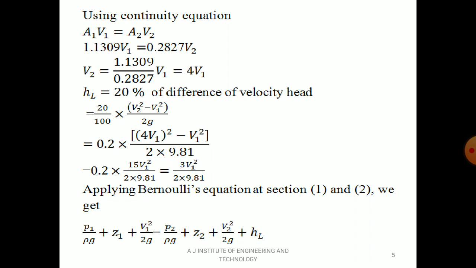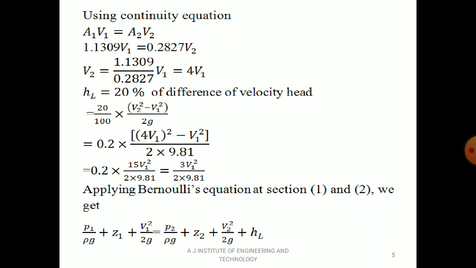But HL, that is head loss, is given as 20% of the difference of velocity head. Among V2 and V1, since it is given as a difference, the higher value should be considered first. So V2 is higher. V2 square minus V1 square divided by 2g is the difference of velocity head. Velocity head is V square divided by 2g. So it is given as the difference of velocity head: higher velocity head minus lower velocity head. V2 square divided by 2g minus V1 square divided by 2g. The denominator is the same, so you can combine together V2 square minus V1 square divided by 2g into 20%, that is 20 divided by 100. So HL equal to 0.2 into, in place of V2 we can substitute 4V1.